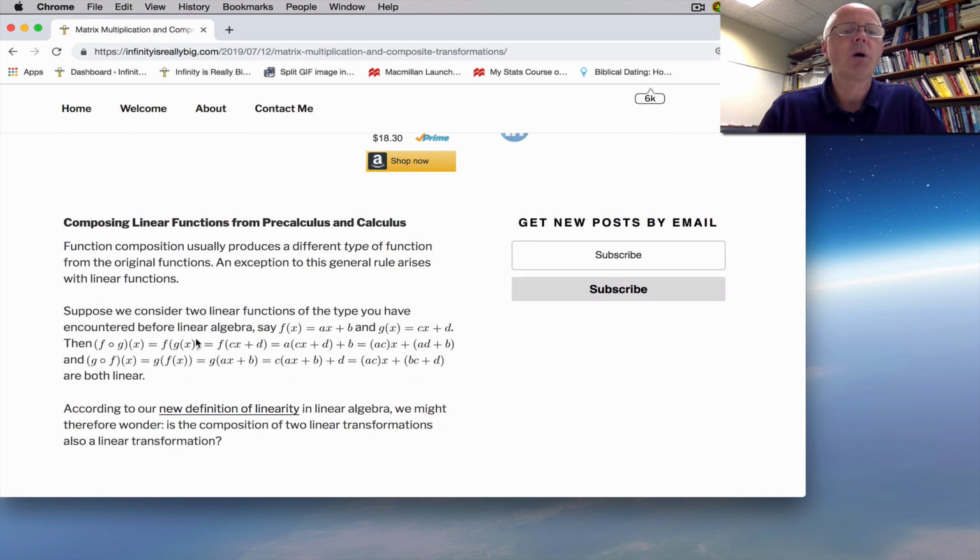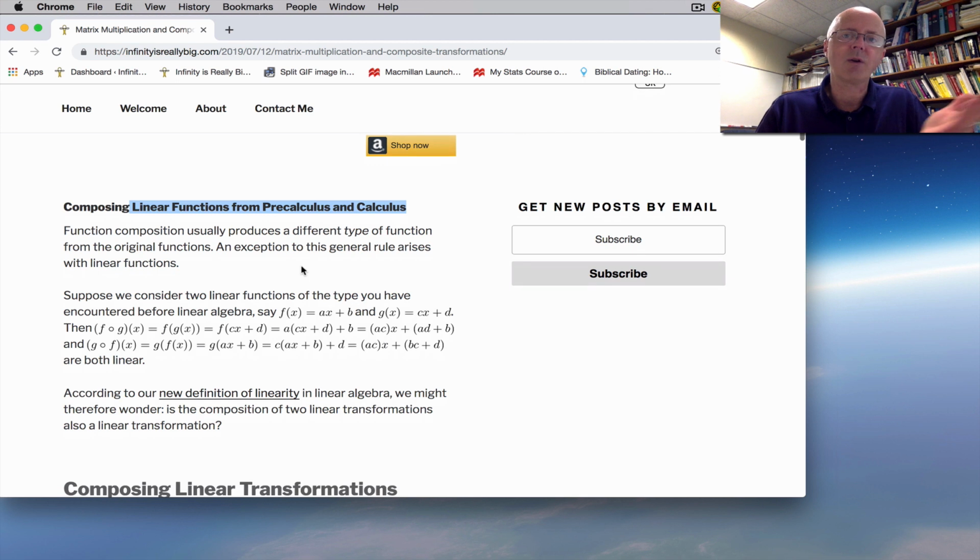But what happens when you compose linear functions from pre-calculus and calculus? Linear meaning their graphs are straight lines. They have a slope and a y-intercept. You could say one of the functions has formula ax plus b and the other one has formula cx plus d. What do you get when you compose them? Well, you still do get linear functions in that sense. Got a slope and intercept. The slopes are the same, but the intercepts are different. Even for these functions, f circle g does not in general equal g circle f.